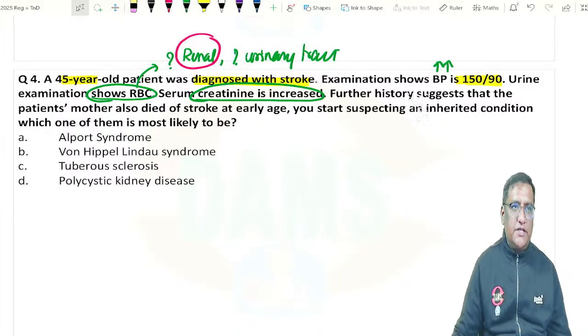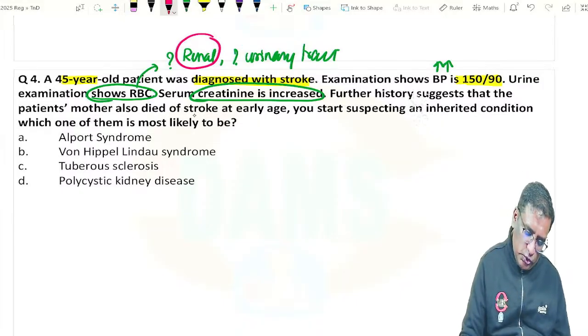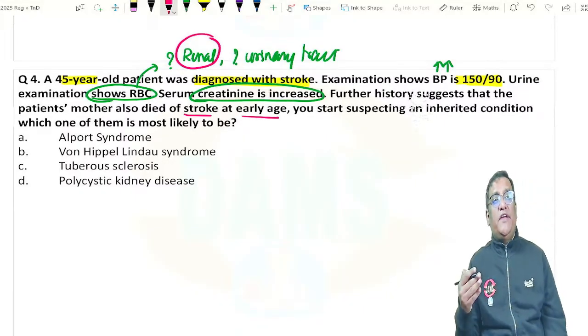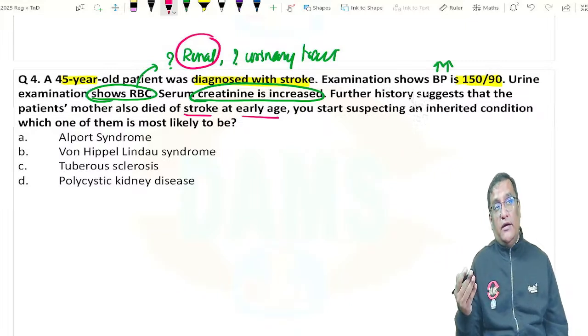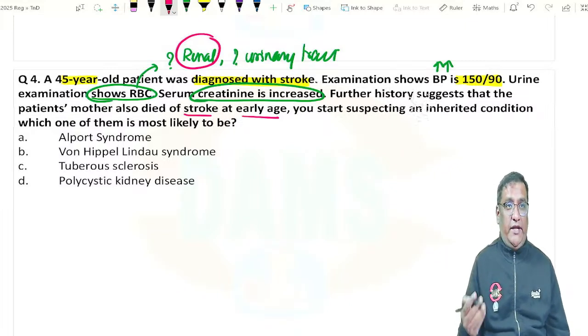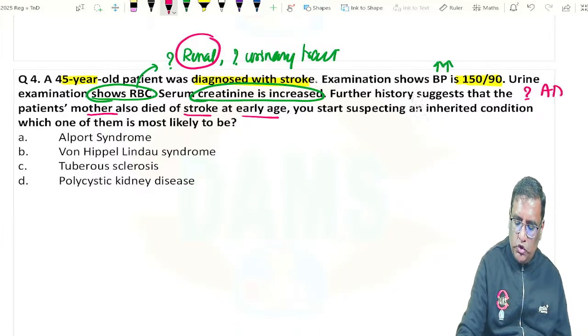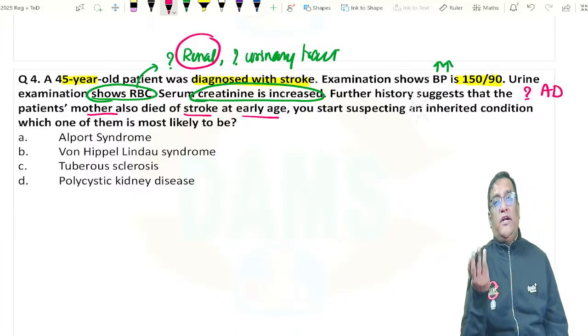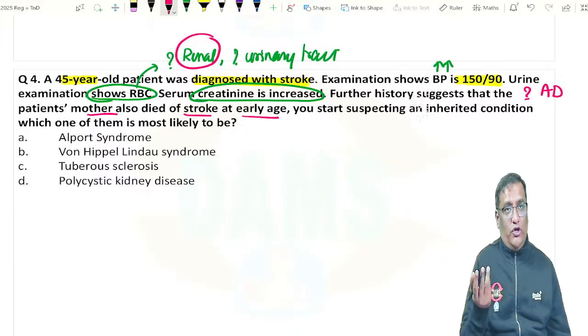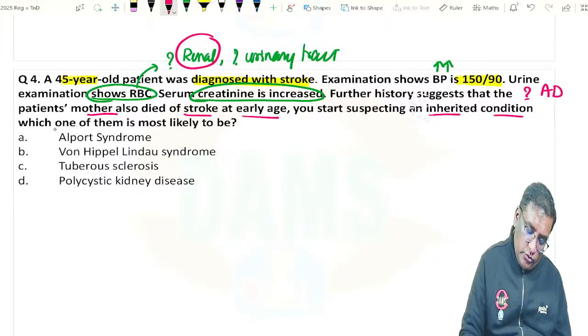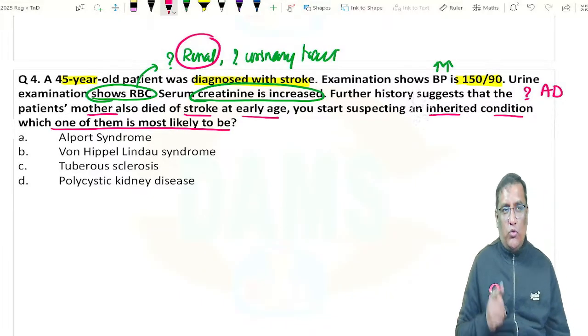Next, further history suggests that the patient's mother also died of stroke at an early age. So with this family history, I will suspect a dominant condition, most likely autosomal dominant, right? You start suspecting an inherited condition. Which one of them is likely to be? So what all have been given?